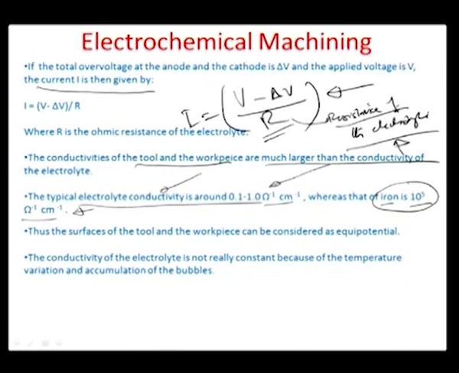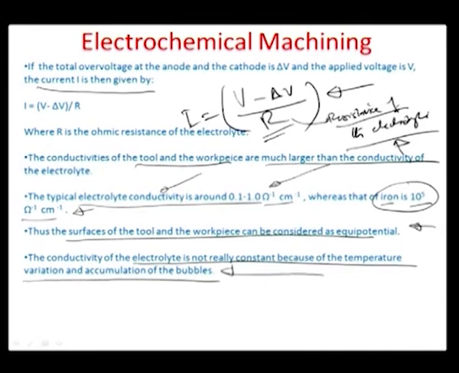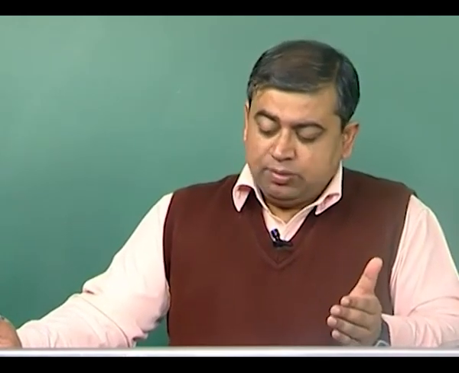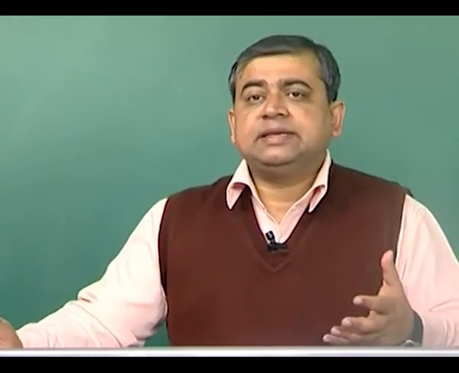So, the surfaces of the tool and workpiece can be considered by and large equipotential, because the conductivities are too high, and the conductivity of the electrolyte is not constant, rather it varies with temperature. As you will see later on, we will have a design problem where we will try to design the flow rates of the electrolyte flowing between a cathode and an anode, and there you can find out how critical temperature is. You will have to design the whole system based on whether the overall temperature will hit the boiling point of the electrolyte, which is actually a design fault.